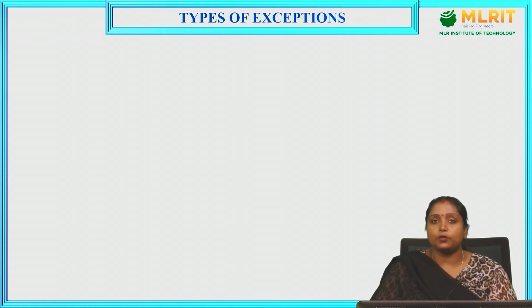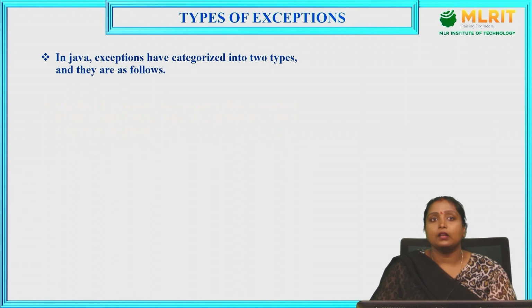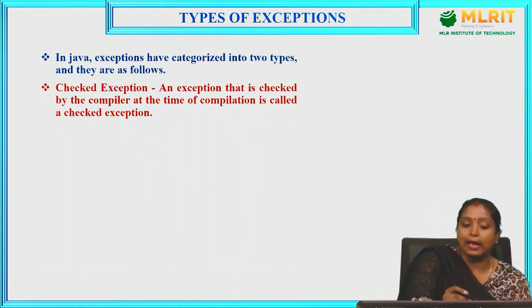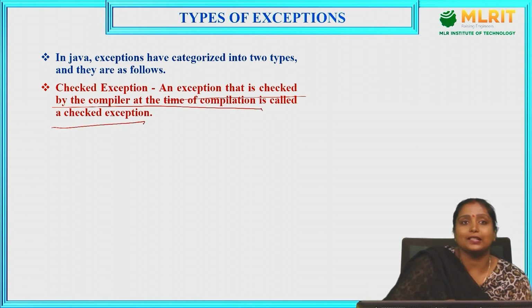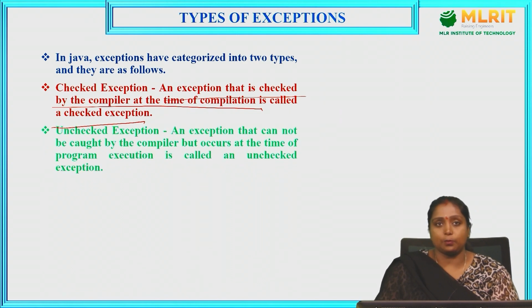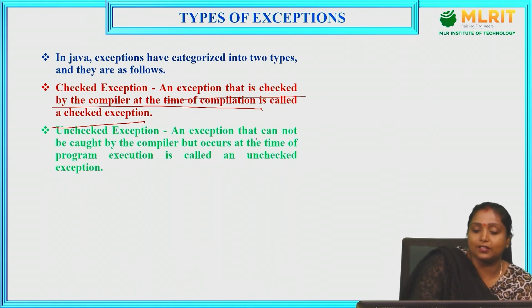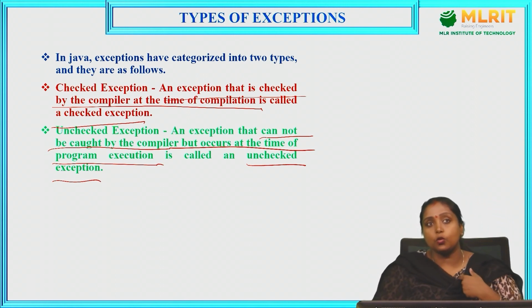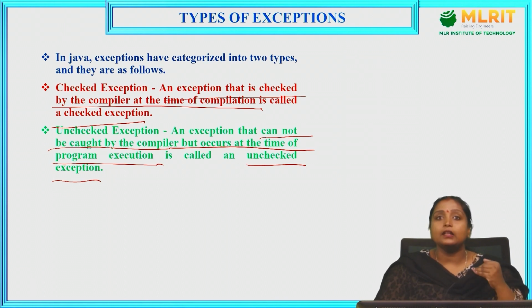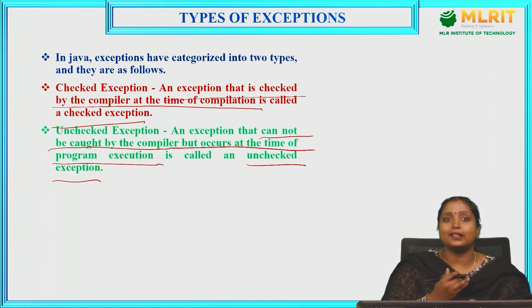Coming to types of exceptions, there are two types. One is checked exceptions: an exception that is checked by the compiler at the time of compilation is known as a checked exception. Coming to unchecked exceptions: unchecked exceptions are the exceptions that cannot be caught by the compiler but occur at the time of program execution. Exceptions caught at compilation time are called checked exceptions, whereas exceptions that occur at runtime and cannot be caught at compilation time are called unchecked exceptions.